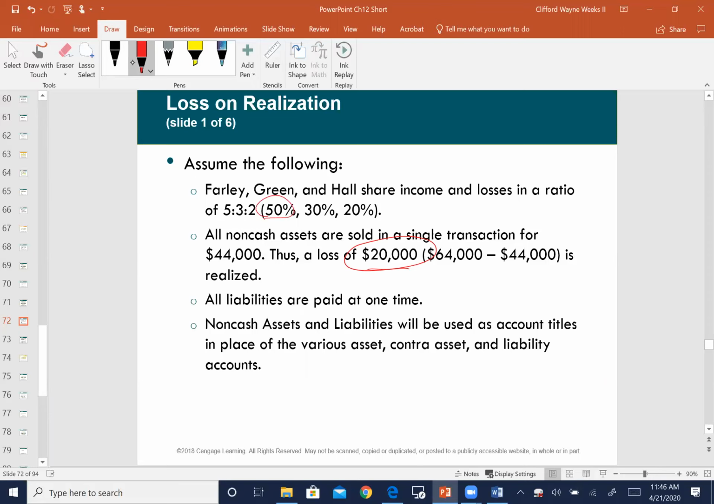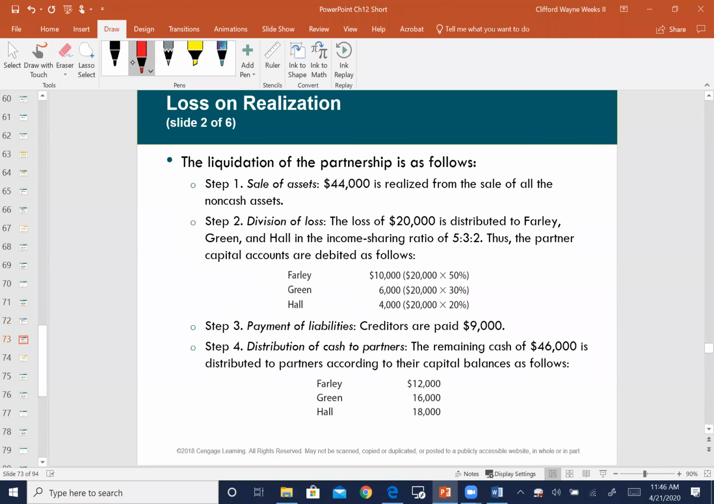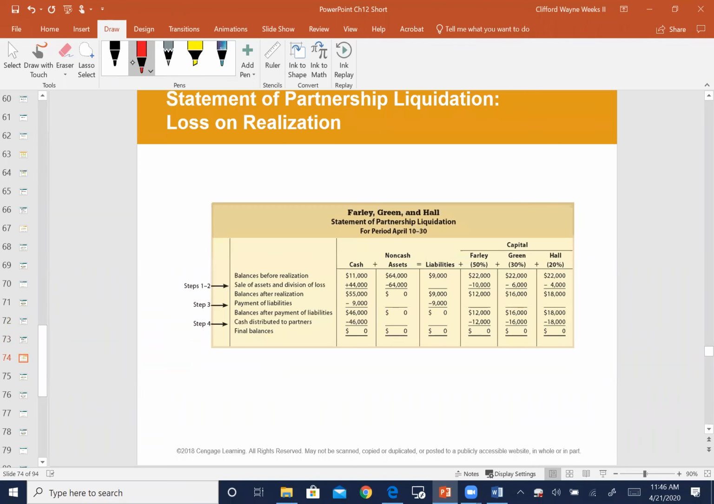So Farley's going to get $10,000 of that, 50%. The rest goes to Green and Hall. We'll see that in a second. So we go through the same transactions, and you can see again here, instead of the $64,000, we only get 44 from that. So we allocate the $20,000 difference. 50% is going to Farley, 30% is going to Green, 20% of it is going to Hall.